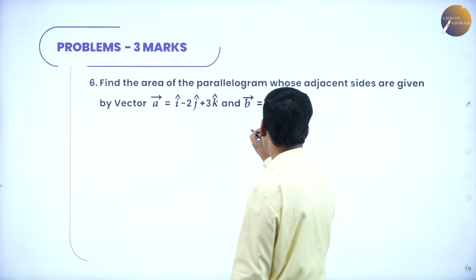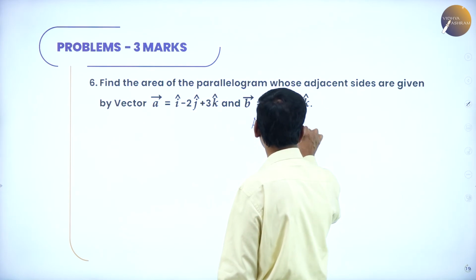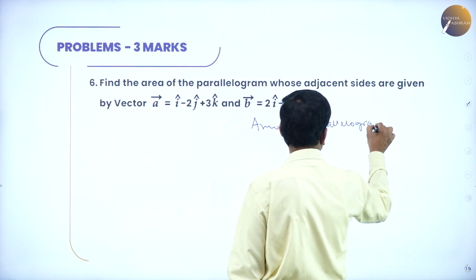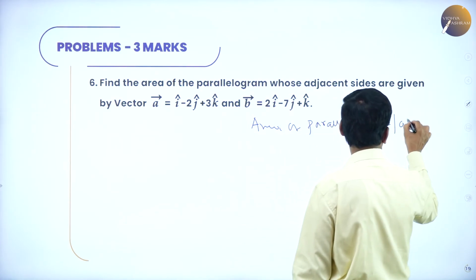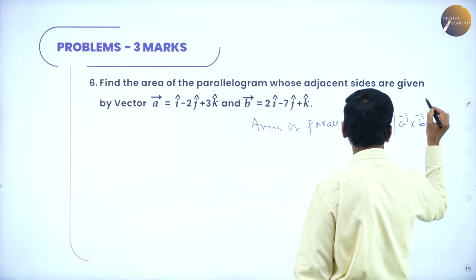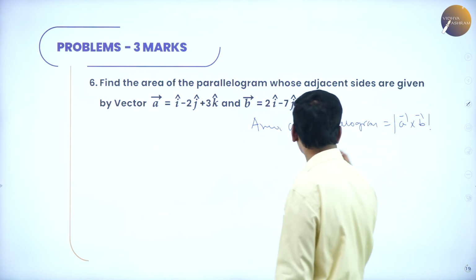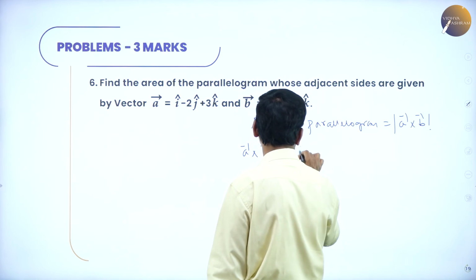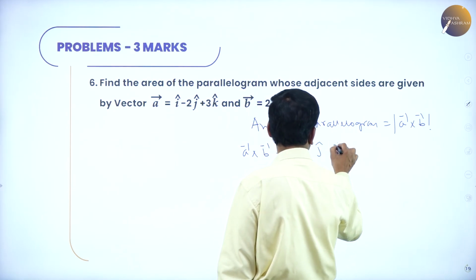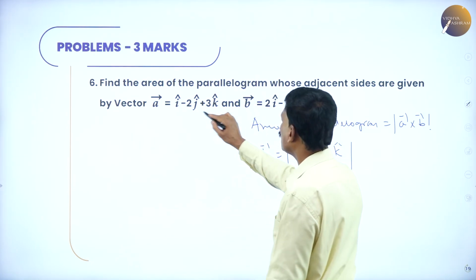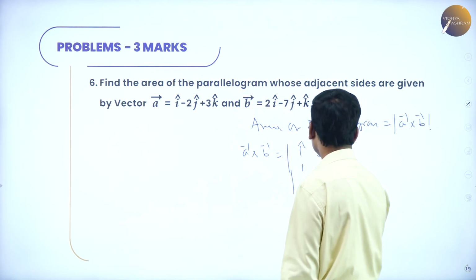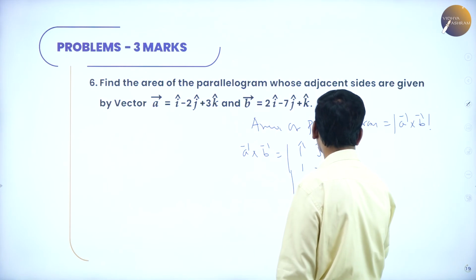So the area of the parallelogram is equal to the length of A cross B. Okay. Now here, just find out A cross B. A cross B is equal to the determinant of i, j and k. The coefficients of i, j, k are 1, -2 and 3, and again 2, -7 and 1.